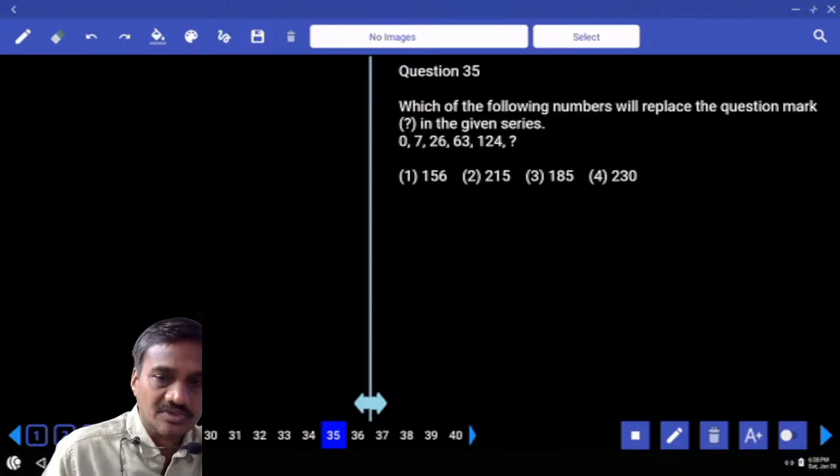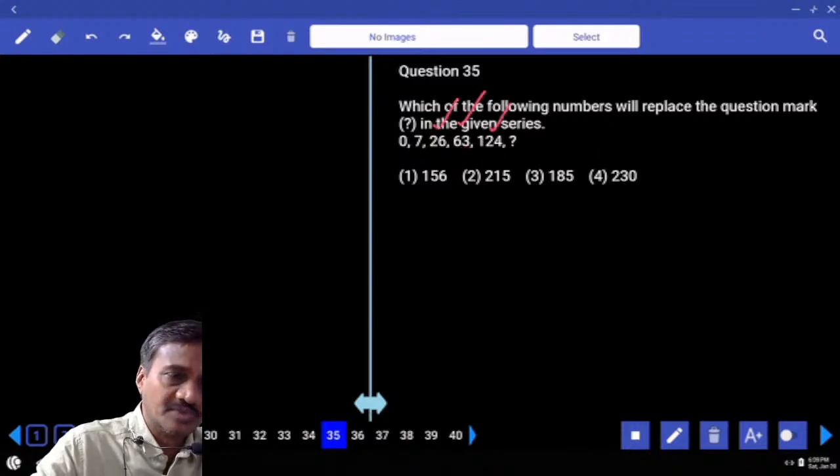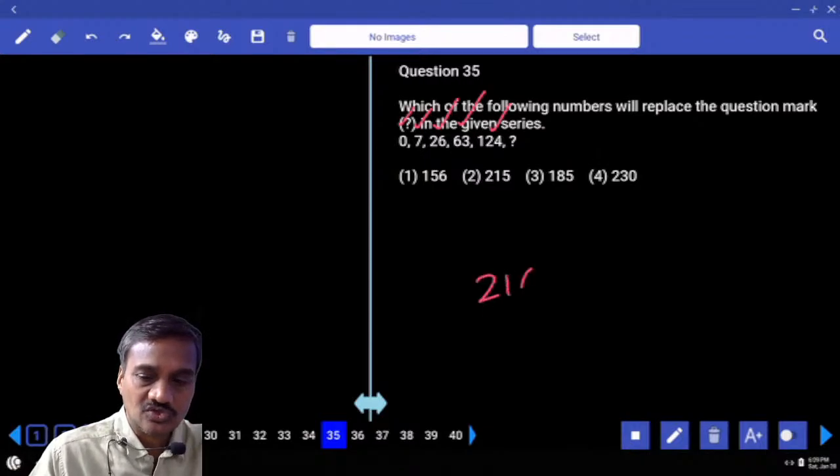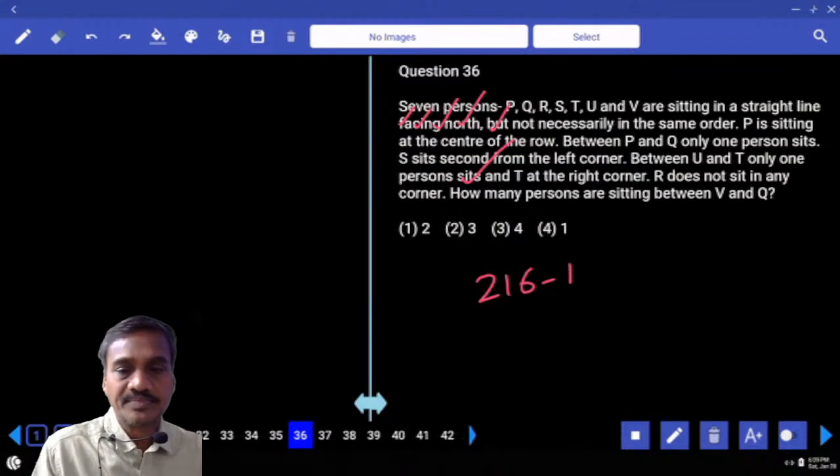N cube minus 1. Now 124 is one such number, and so are 63 and 26. What are these numbers? Now this 124 can be written as 5 cube minus 1, and 4 cube minus 1 is 63, 3 cube minus 1 is 26, 2 cube minus 1, 1 cube minus 1. And the next one is 6 cube minus 1, that is 215. Choice 2, question number 35.